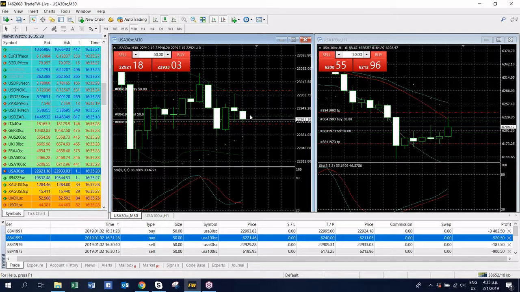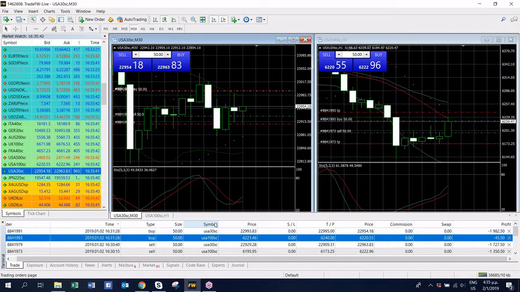I'm expecting here a huge drop on USA 30, and my buy position was useless. On the next pullback, I will close my buy position on USA 30. It was not a correct decision of mine to go long on USA 30 at this moment. But sometimes you make mistakes also here.